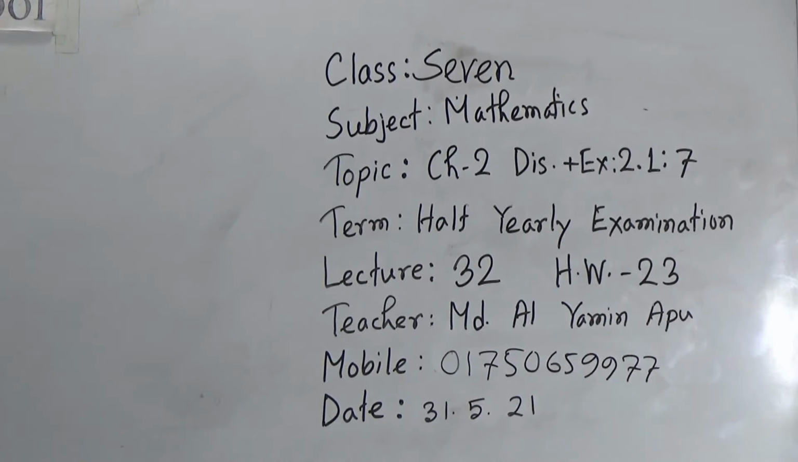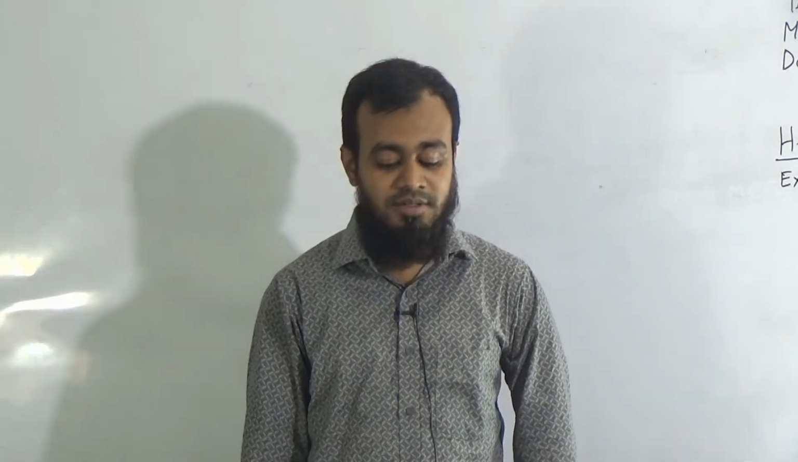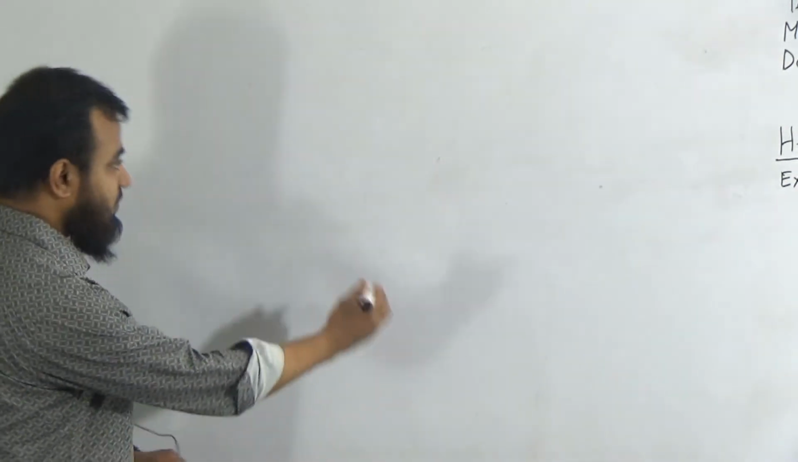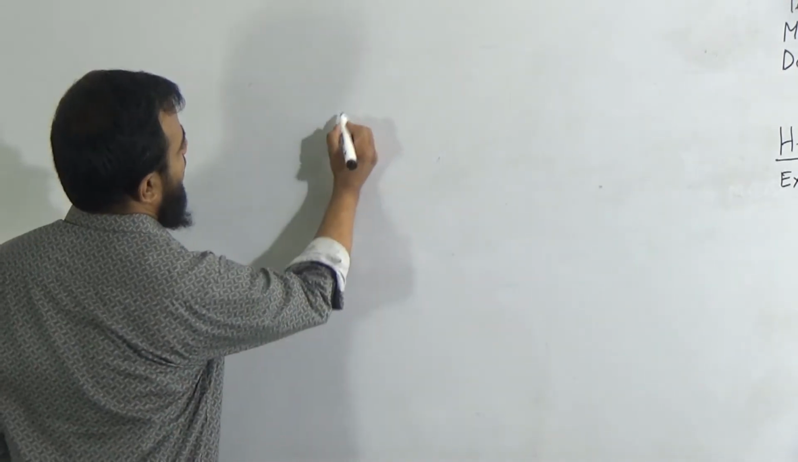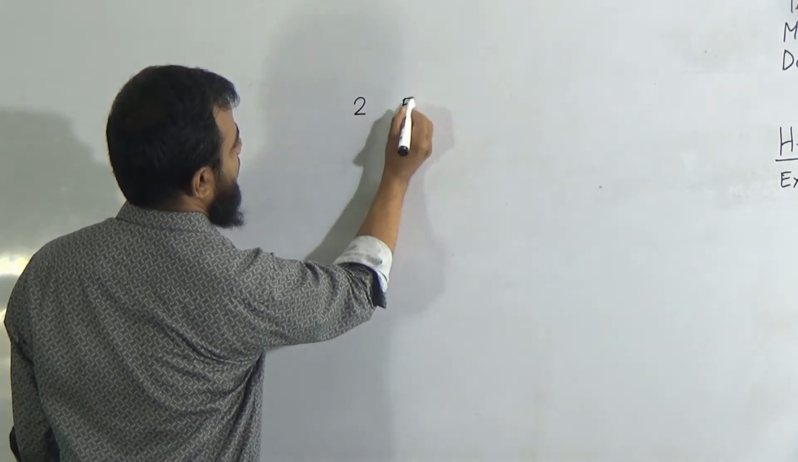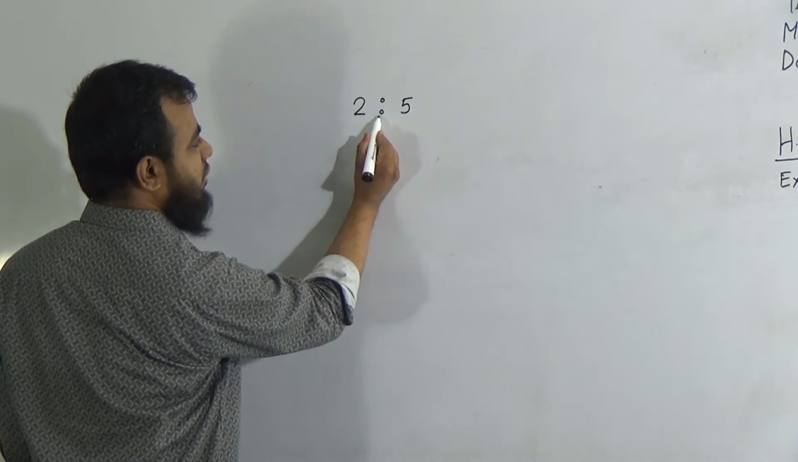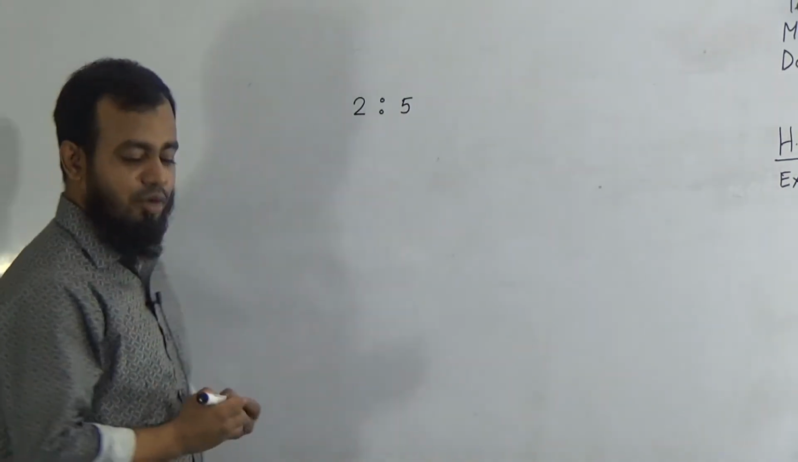Okay, so let's start. In chapter 2 we have proportion, profit and loss. Today we will discuss only the proportion. What is proportion? In class 6 you have already learned what proportion is. Suppose 2 and 5 are two numbers, and we use a sign like this. This is the proportion sign. 2 proportion 5 is called a ratio. It is our proportion sign.